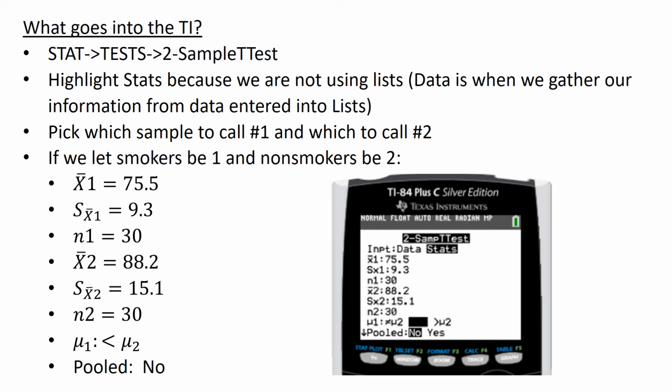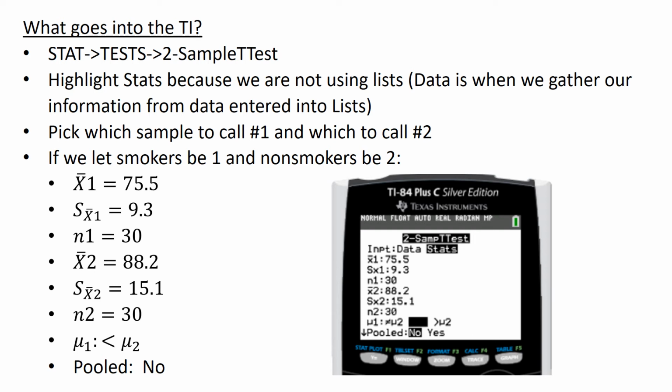And the non-smokers be 2 because they were the second column in the list that I pilfered out of another statistic. So under X bar 1, we take the sample mean from the smokers, which if you look at that chart is 75.5. We take the sample standard deviation from the smokers, 9.3 from the chart. The sample size for the smokers, 30 from the chart.